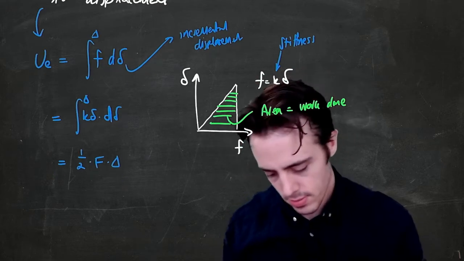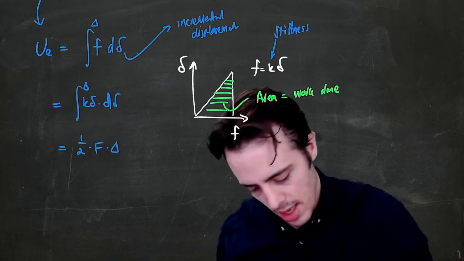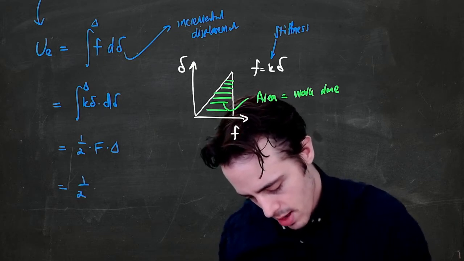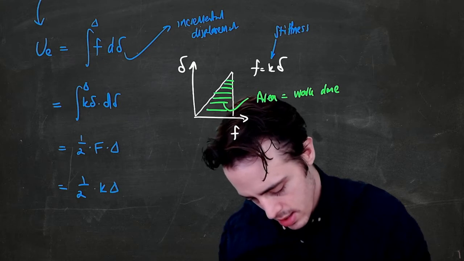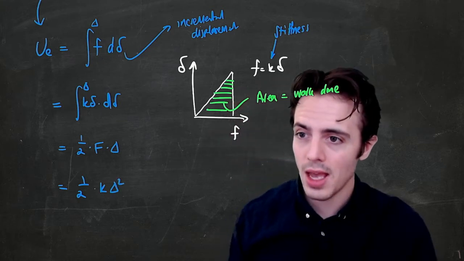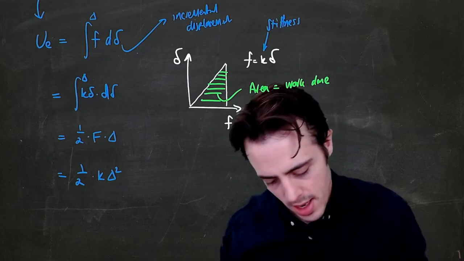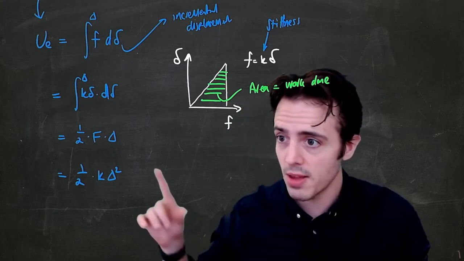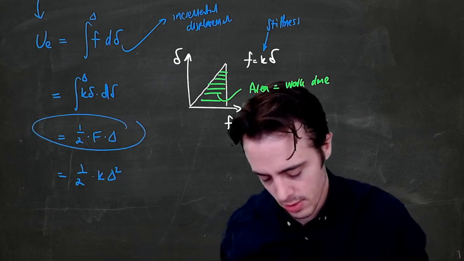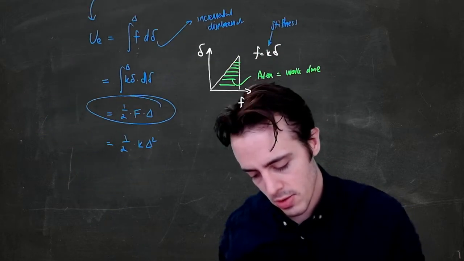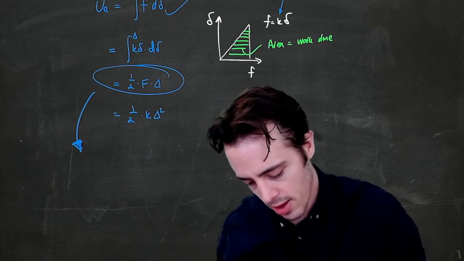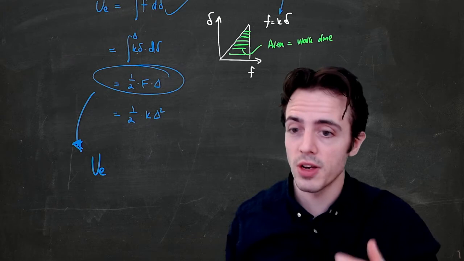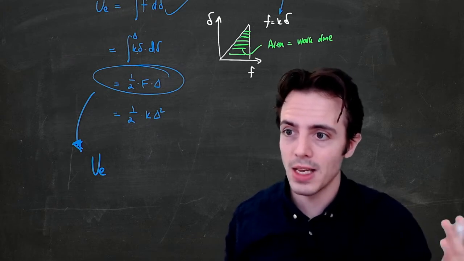If we perform this integral, maybe I've skipped a little step there, but what we would end up with is half K delta squared. We know K multiplied by delta is simply equal to the force in the first place. Take that out and we get this value here. This is our term for the external energy, sorry, external work. Again, those two things are equivalent. I'll probably use those terms a little bit interchangeably.